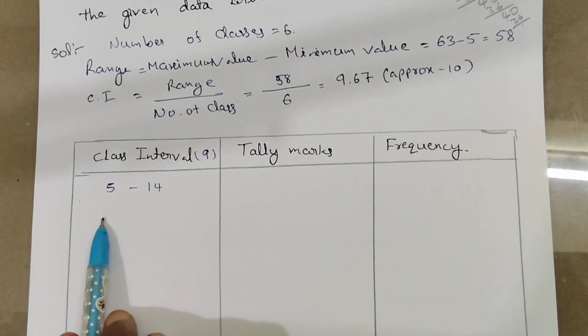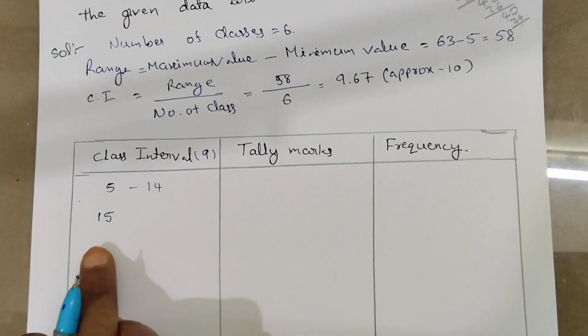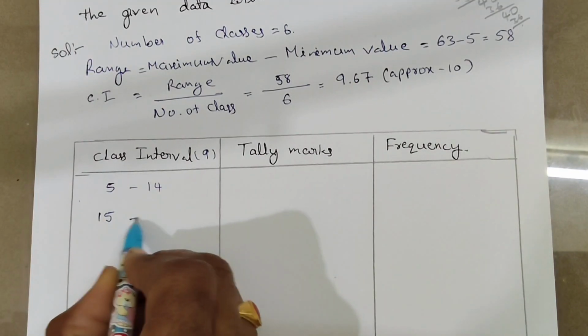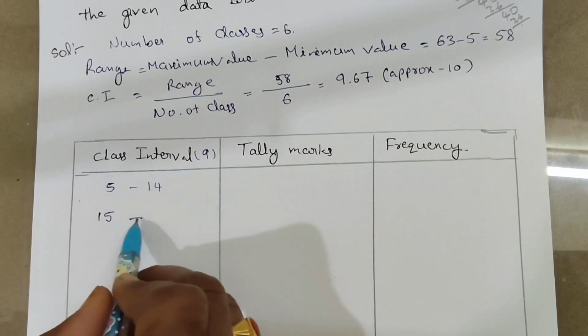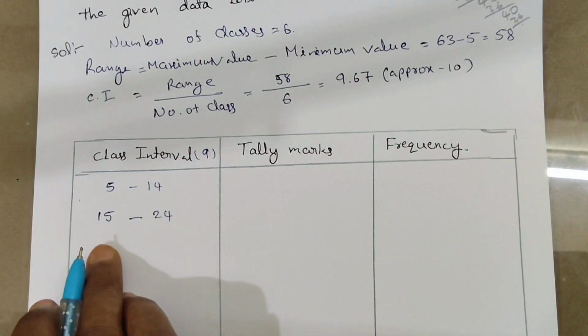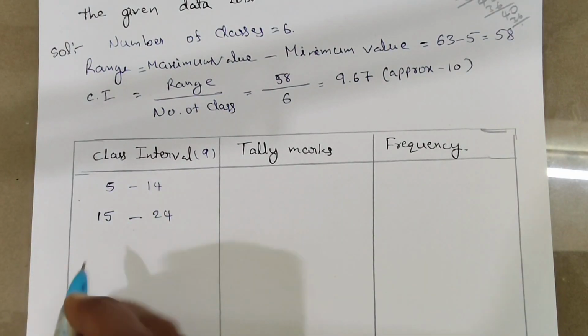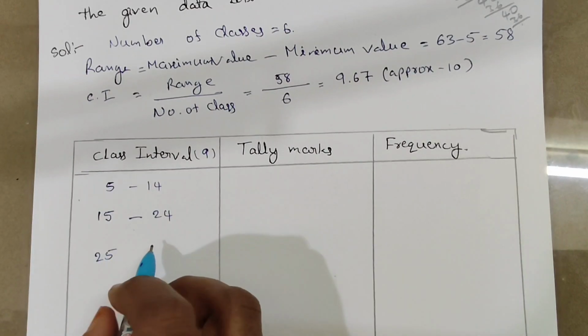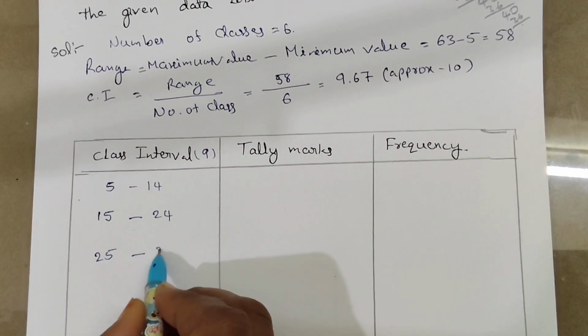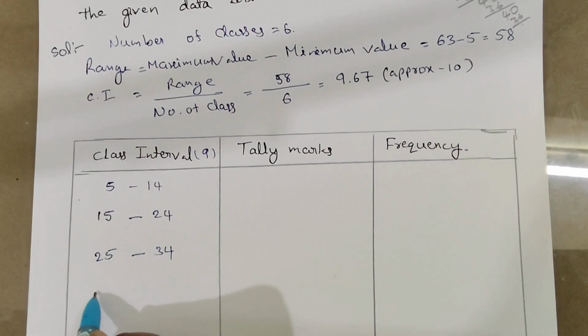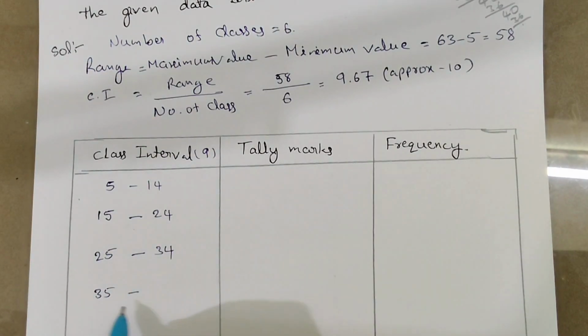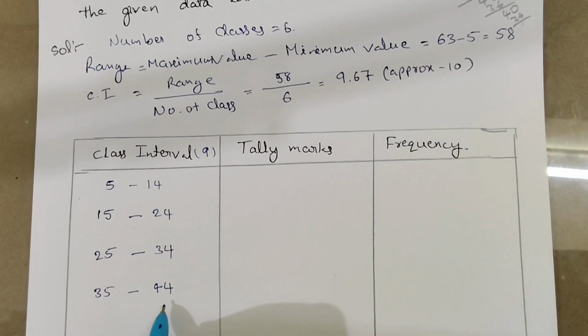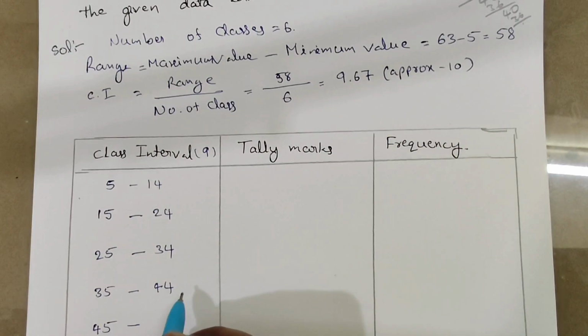Next, the number after 14 is 15. The second class starts with lower limit 15. 15 plus 9 equals 24. For the third class, the number after 24 is 25, and 25 plus 9 is 34. Next is 35, and 35 plus 9 is 44. Next is 45, and 45 plus 9 is 54, which is the upper limit.